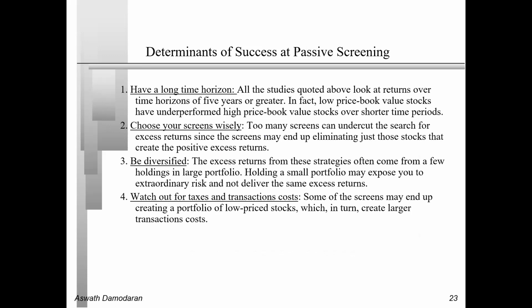So, determinants of success of passive screening. First, have a long time horizon. All of the studies quoted above look at returns over time horizons of 5 years or greater. In fact, low price to book value stocks have underperformed high price to book value stocks over shorter time periods. Second, choose your screens wisely. Too many screens can undercut the search for excess returns, since the screens may end up eliminating just the stocks that create the positive excess returns. So be careful of that.